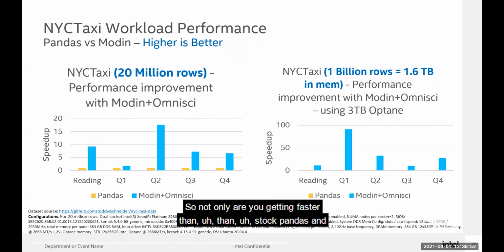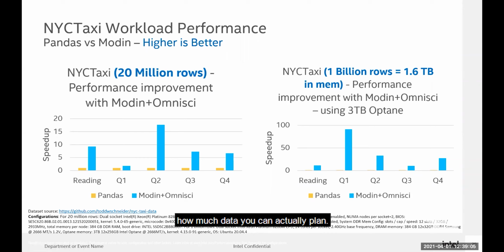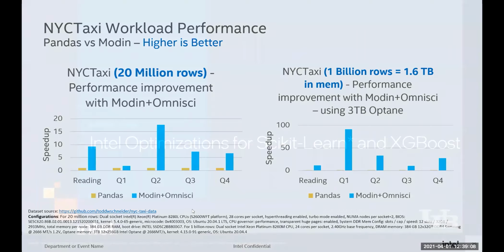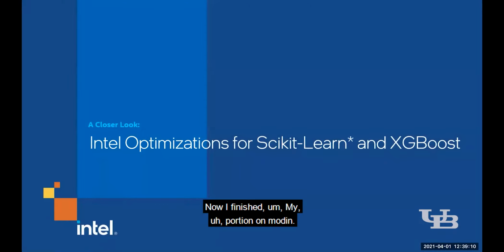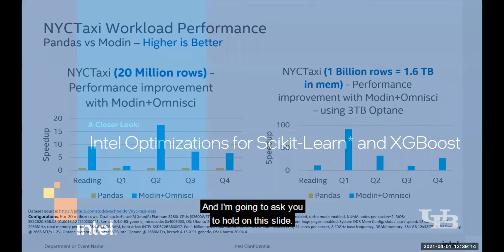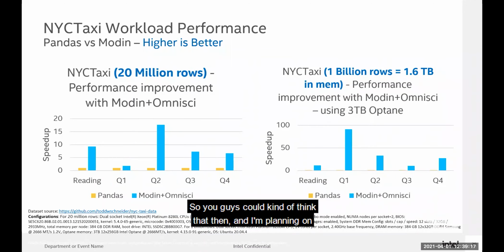Which is typically impossible. So not only are you getting faster than stock Pandas in terms of a regular use case, but again, that scale up, scale out, we're also scaling outwards and pushing the boundary in terms of how much data you can actually handle. Now I finished my portion on Modin. I'm going to actually hold on this slide so you guys could think this in. And I'm planning on doing a demo on this later on. Let me actually go ahead and make sure everything stays set up for that.